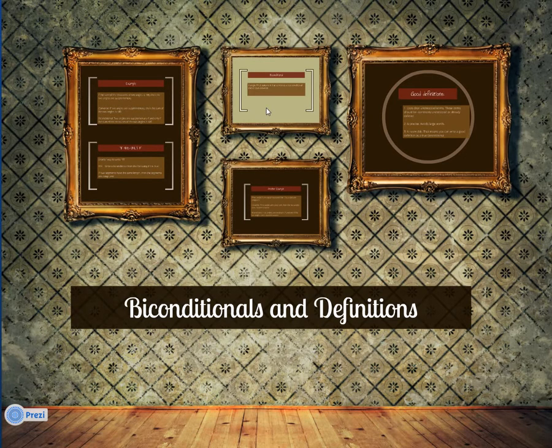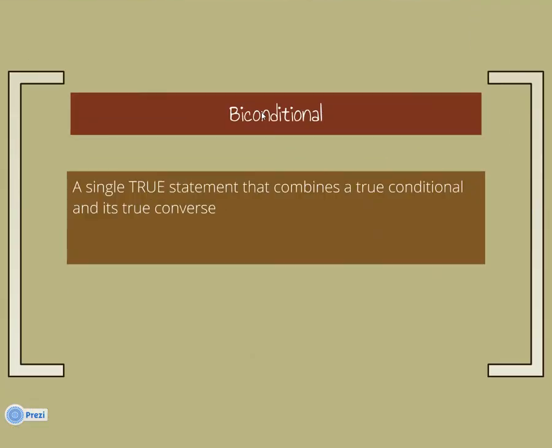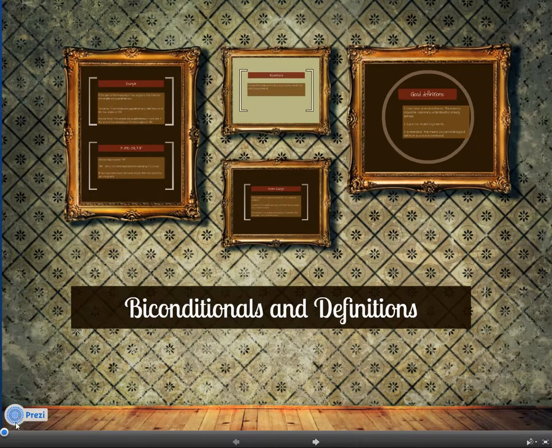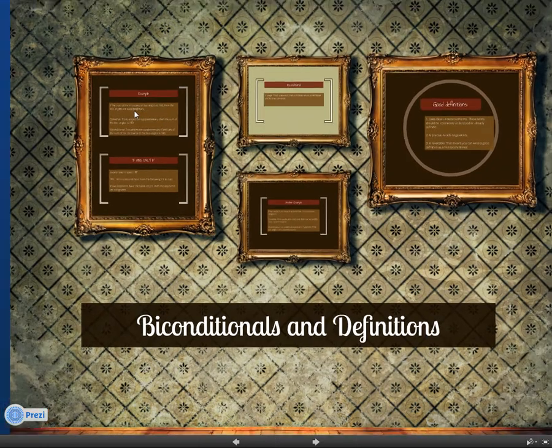So the first thing you want to know is what a biconditional is. A biconditional is a single true statement that combines a true conditional and its true converse. So you're going to be given a conditional and you're going to write its converse and look to see if both statements are true. If they're true, then you're going to be able to write them as a biconditional. So let's do an example.